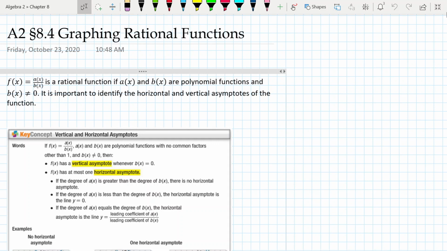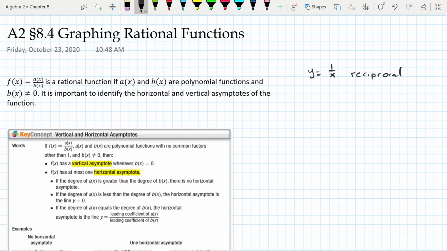Algebra 2, Chapter 8, Section 4, Graphing Rational Functions. So in the last section, we talked about a reciprocal function where it had a constant over a variable or some polynomial in the denominator, linear, right? So that was reciprocal.